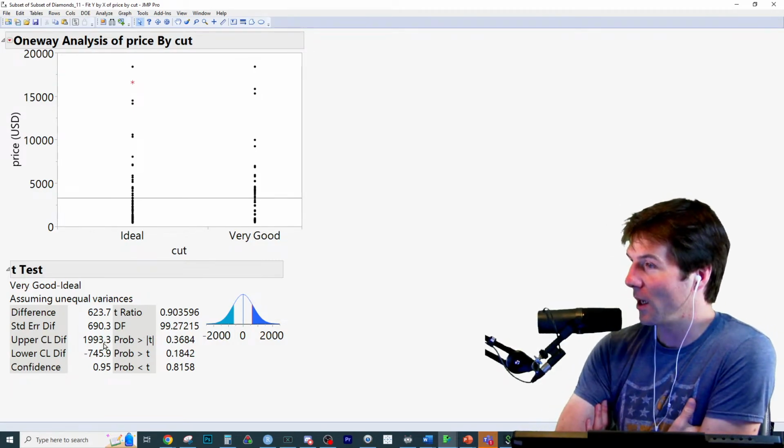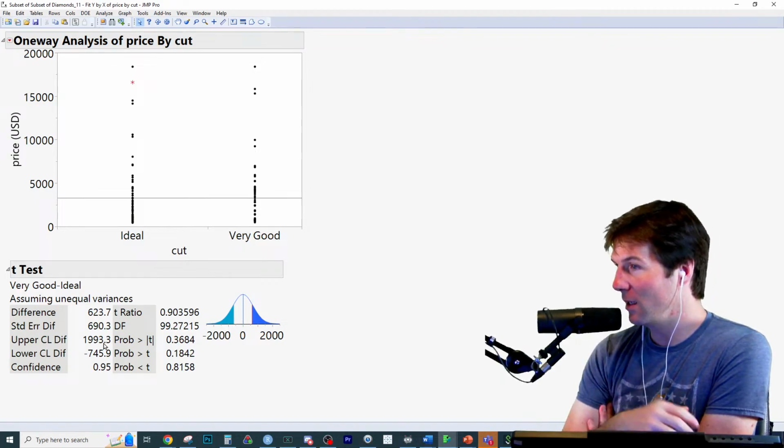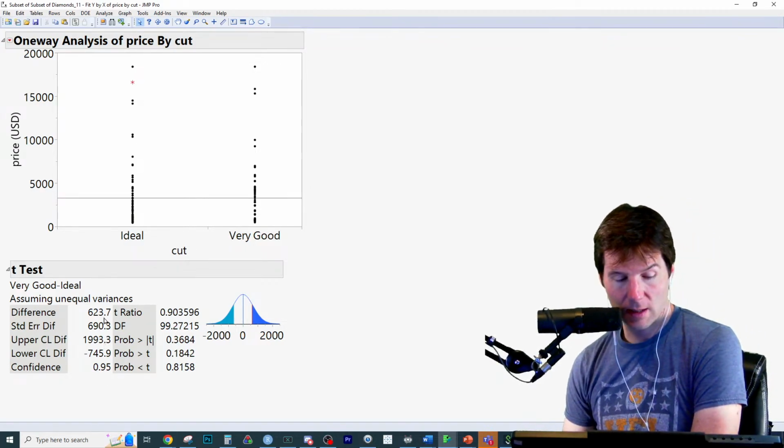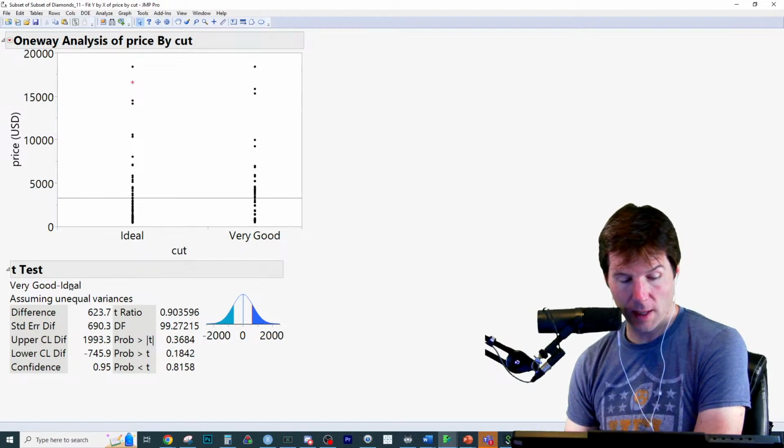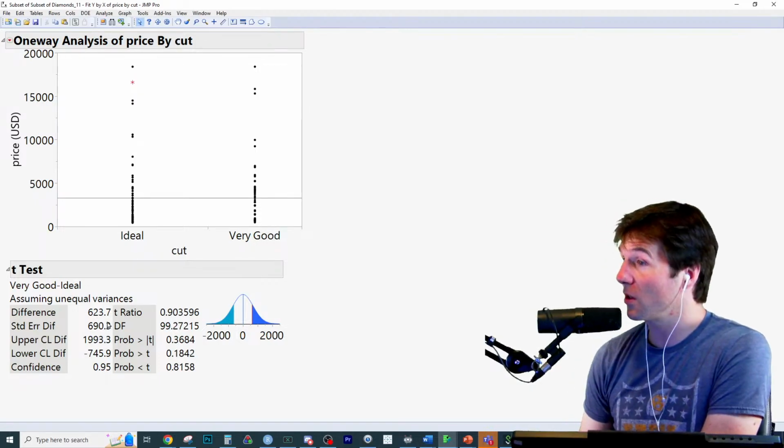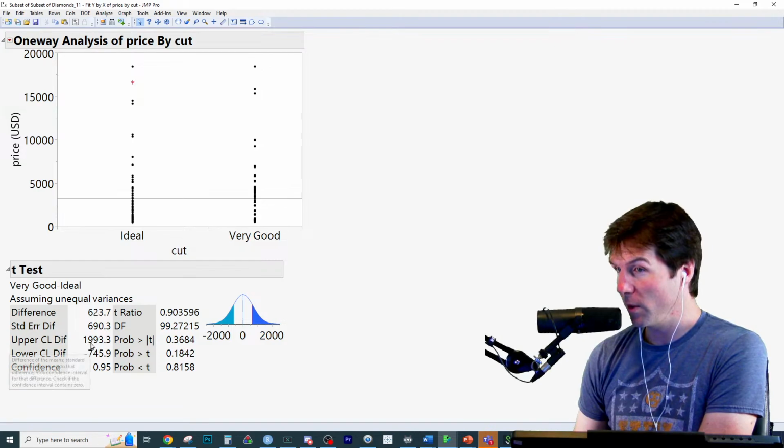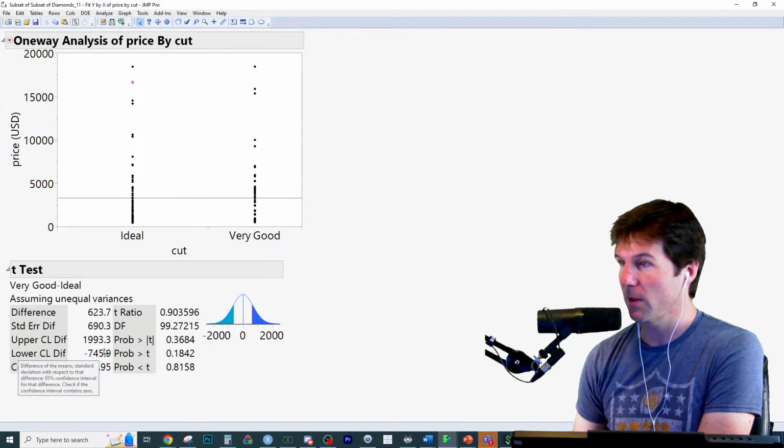Chapter 17? Yeah, let's do one next. And Jesse, what do you notice is contained in the interval for the difference? The difference between very good and ideal diamonds. Very good cost on average $623 more. But what do you notice is contained in the interval of the difference?